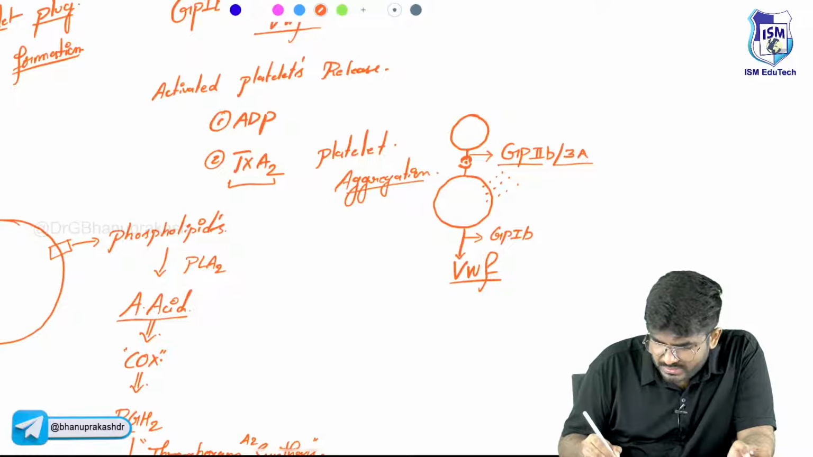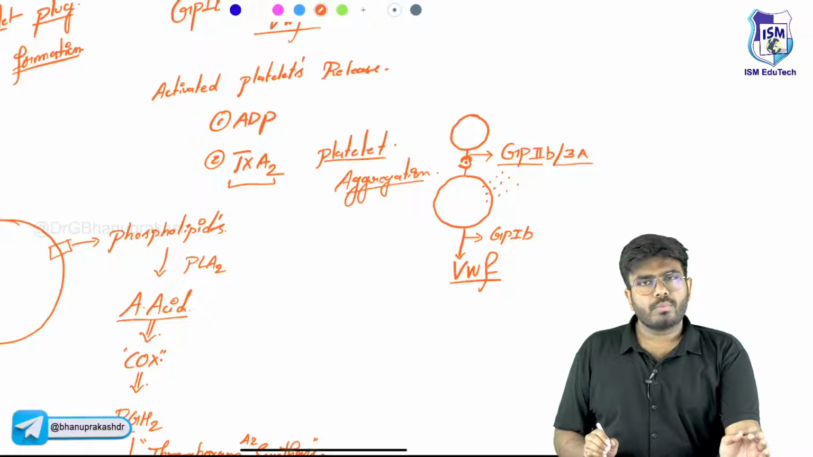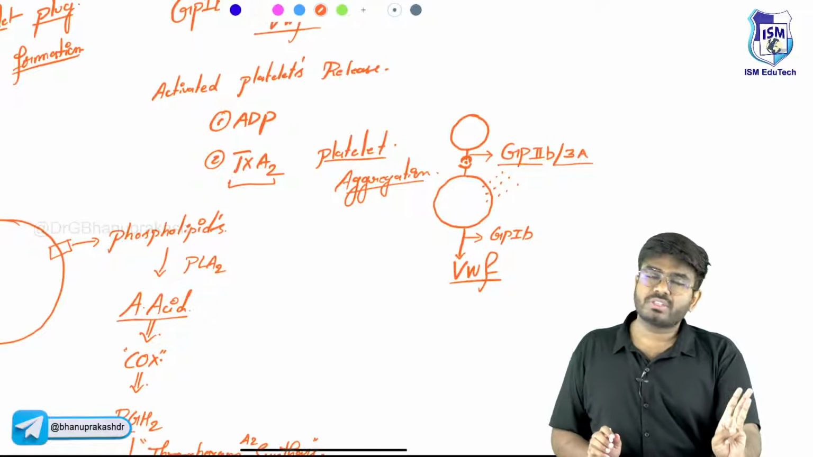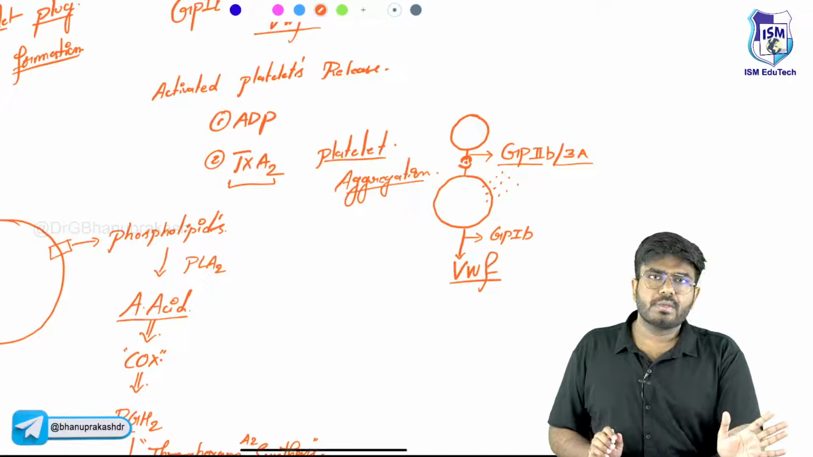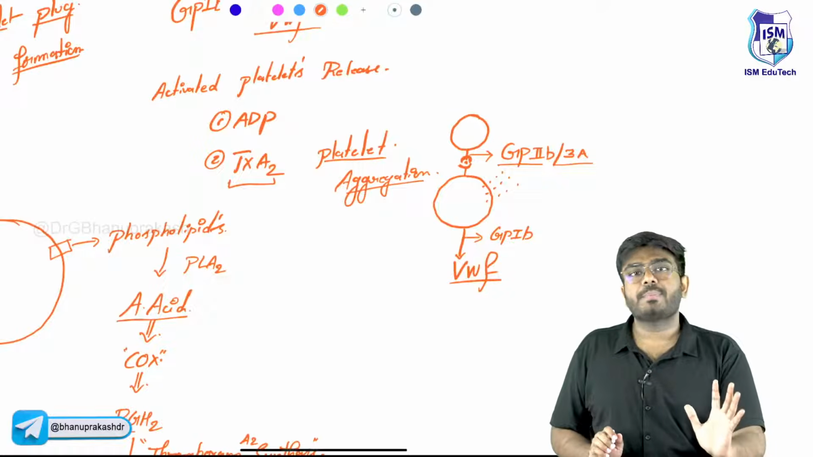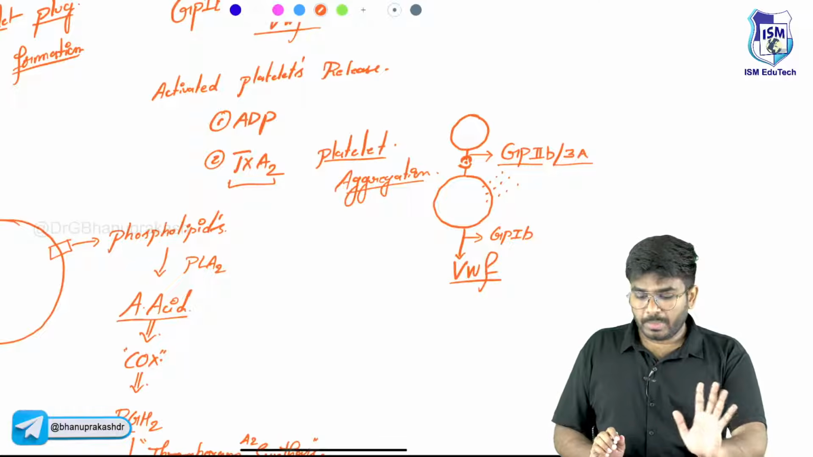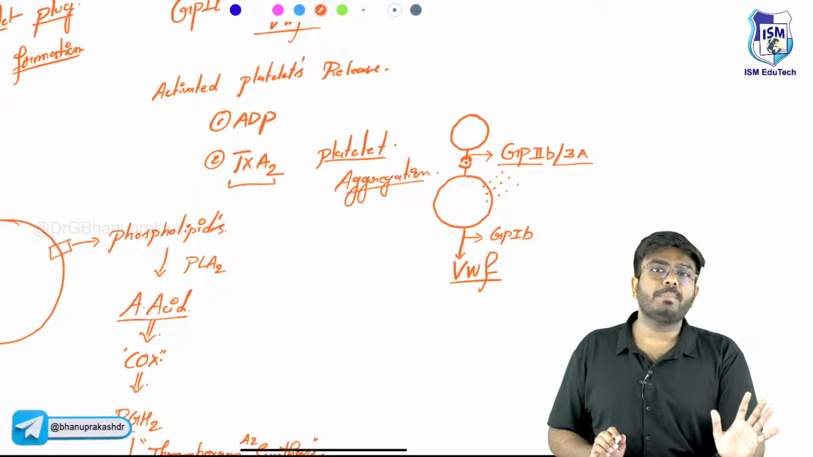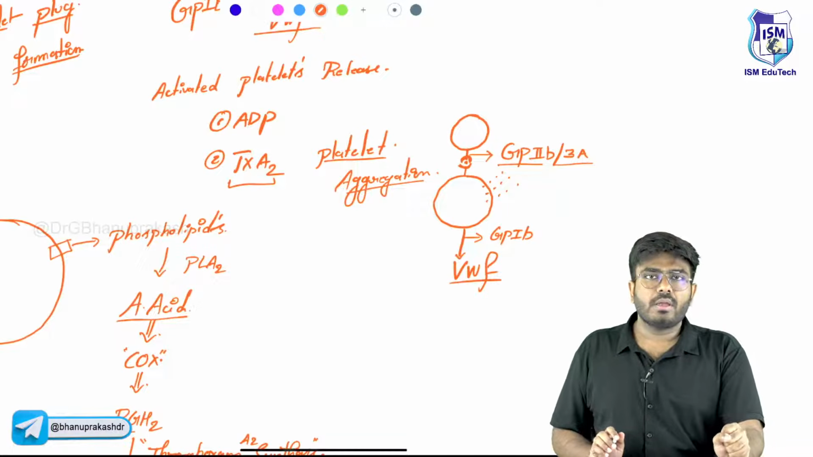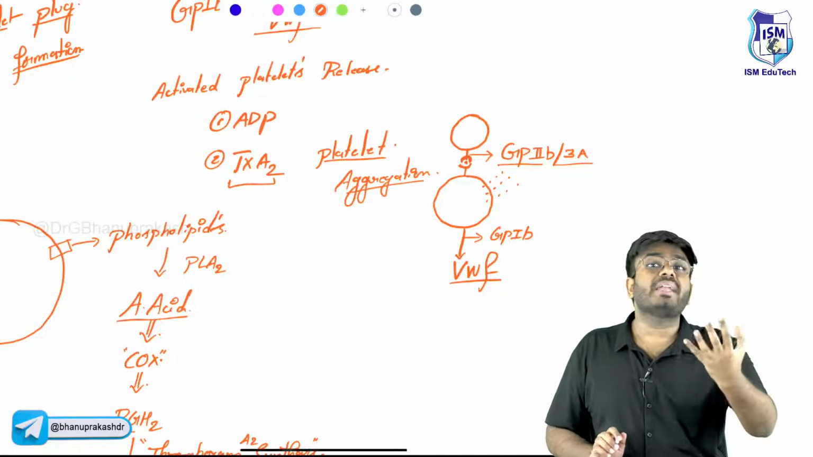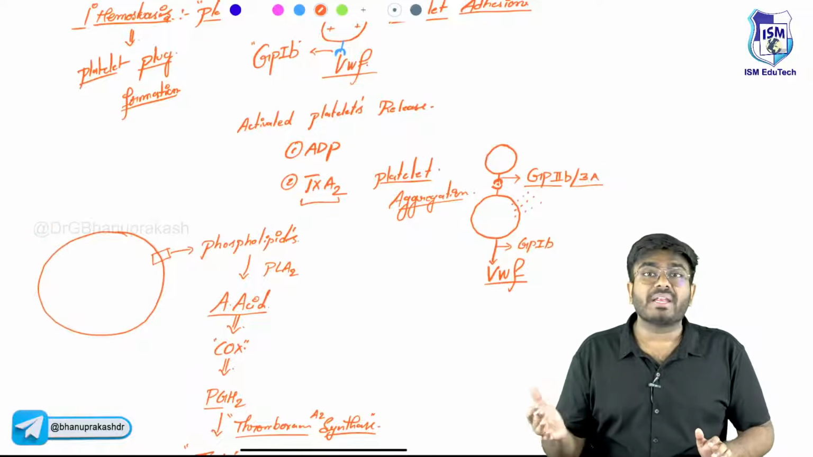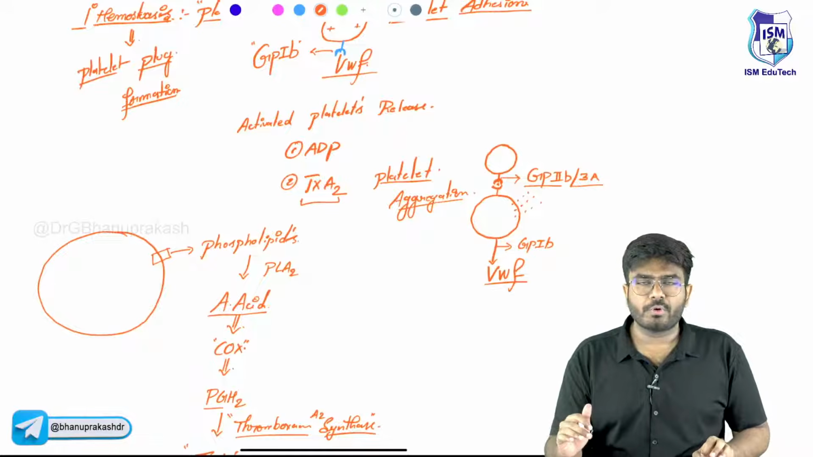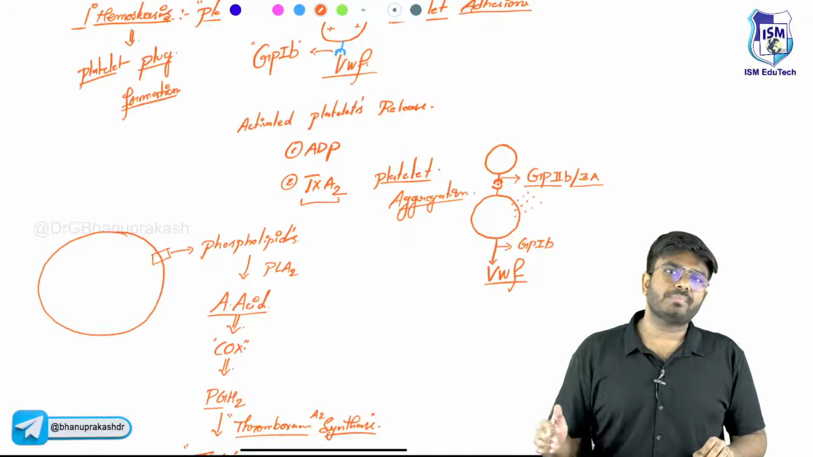Okay, this process is called platelet aggregation. So, how many things have we discussed? We have discussed three important things. One is Von Willebrand factor. Von Willebrand factor binds with GP1B and helps in platelet adhesion. GP2B3A helps in platelet aggregation. Which molecule is calling all the platelets for platelet aggregation? Which cytokine is helping in platelet aggregation? Thromboxane A2, or ADP, you can say.